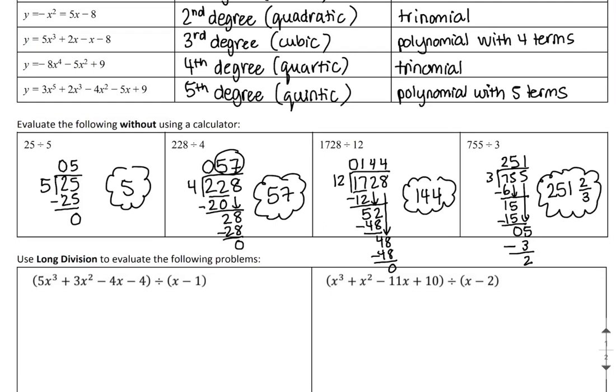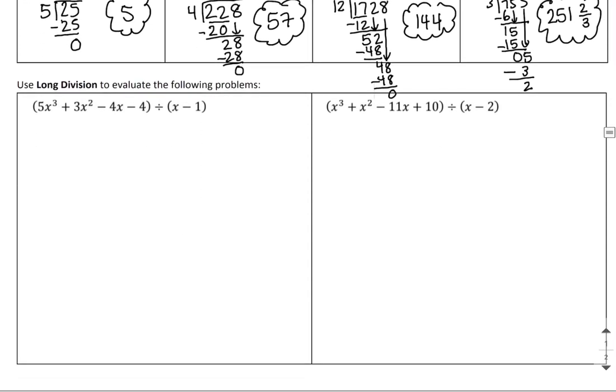It's the same exact thing with polynomials. So the way that I start, I put the polynomial I'm dividing inside of the long division bars. Long division bar? I don't really know what that thing is called. So 5x cubed plus 3x squared minus 4x minus 4. I'm dividing by x minus 1, so that goes on the outside.